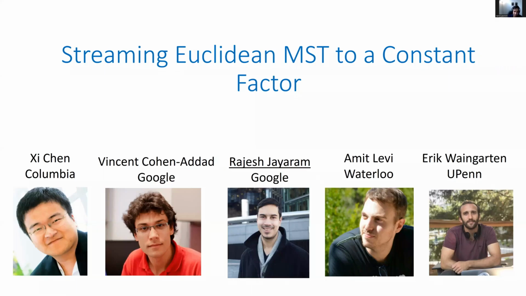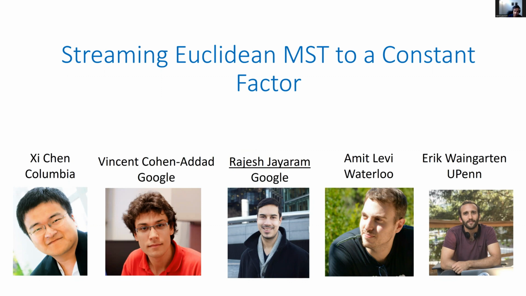Hello, everyone. My name is Rajesh Jayaram, and I'd like to tell you a bit about this recent result we have on estimating the cost of the Euclidean minimum spanning tree in a stream. This is joint work with my collaborators Chen, Vincent Cohen-Addad, Amit Levi, and Erik Waingarten.